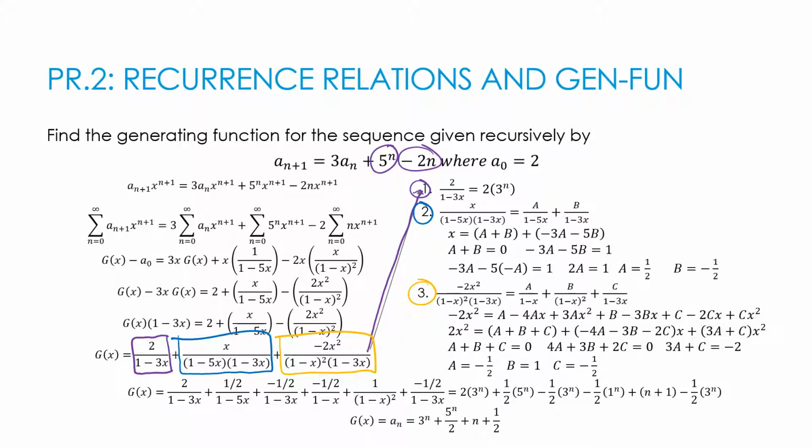When I put it all back together, I ended up here. So I did whatever I could to replace values, and then I just combined like terms. And so when I get to the end, here is my very, very final solution. If I need to find the coefficient a sub n, I'm taking 3 to the n plus 5 to the n over 2 plus n plus 1/2.